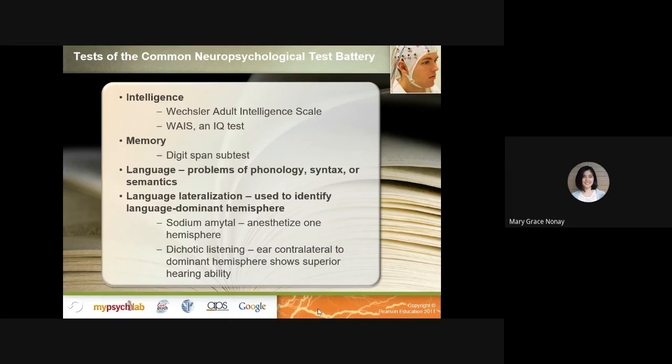Then we have dichotic listening, no? The ear contralateral to the dominant hemisphere shows superior hearing ability. For example, what our author said is that we have two earphones, and the one on the right gets one set of numbers, the one on the left gets a different set of numbers, and then the person will recall the numbers that were given. Whichever ear they recall more from is the more dominant ear.